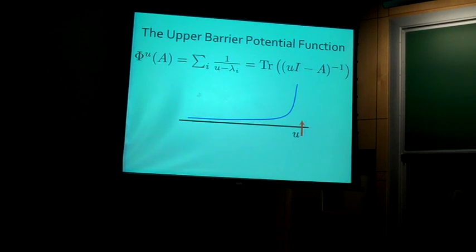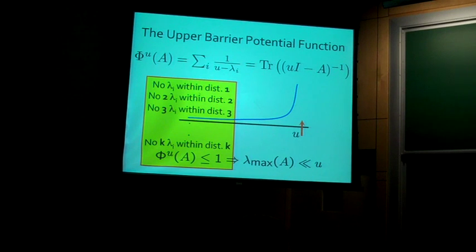So if this upper barrier potential is less than 1, then you know a number of things. One, the largest eigenvalue is always not just less than u, but well less than u. Well, less than u minus 1. But you know more than that. For example, you know that there can't be 2 eigenvalues within 2 of the upper barrier. Or there can't be 3 eigenvalues within 3 of the upper barrier, and so on. As long as I know that this thing is less than or equal to 1.